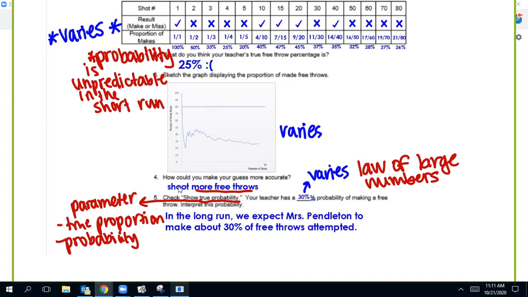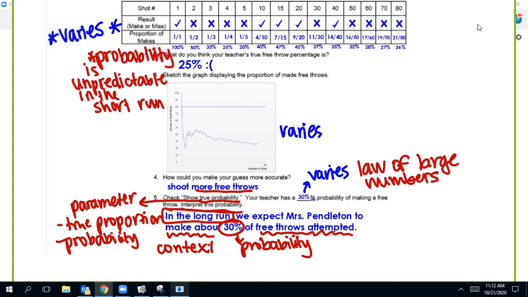And so the last thing I want to do is talk about the interpret right here. We pretty much always say the same thing. You want to always start with "in the long run." And then we expect Miss Pendleton to make about, this is our context, this is where we put the probability. And then we have context there and there. So I'll label all that for you. And I'll just add the word interpretation with an arrow so you know how to do it in the future.